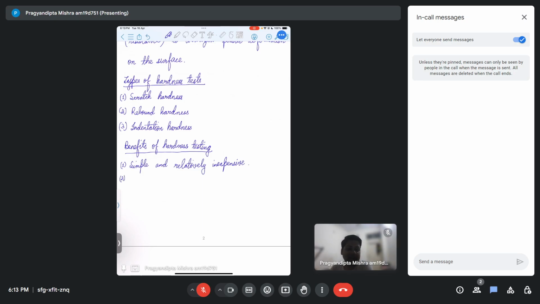Second one, of course, if you think about it, this testing is non-destructive, right? Compared to any other type of testing, this testing would be non-destructive because only at the surface we are looking at what is the hardness. So it is non-destructive.